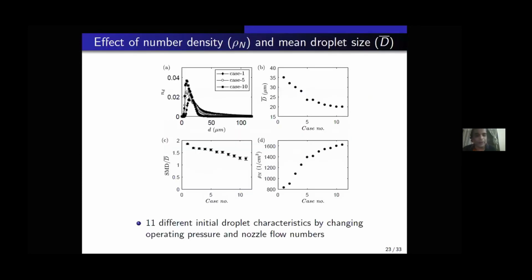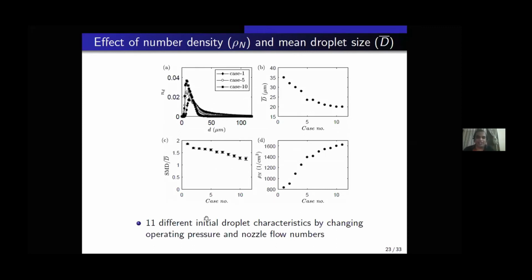Okay, so we now do another set of experiments. There are 11 different cases we run where the background airflow turbulence intensity is fixed. Across these cases, we change the initial droplet field characteristics either by changing the spray nozzle itself, or for a given spray nozzle, we change the operating pressure. Both end up contributing to a change in the initial droplet field characteristics.